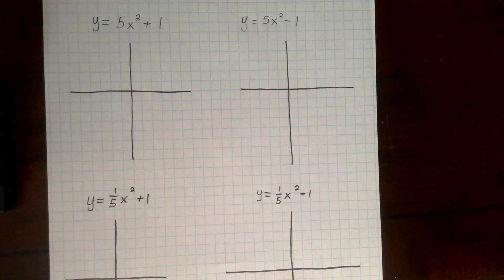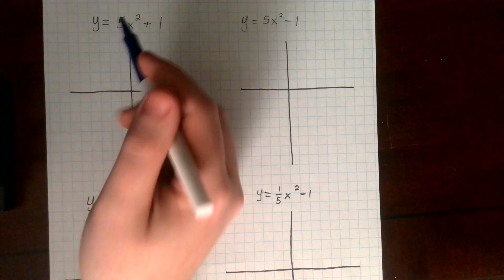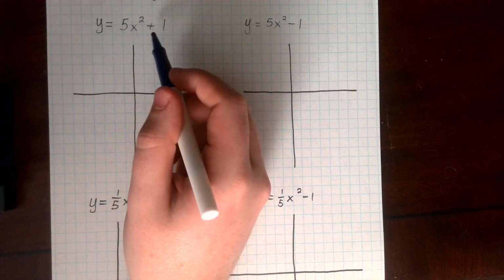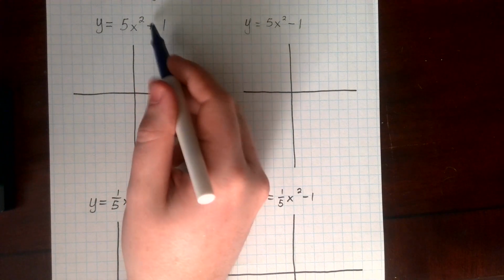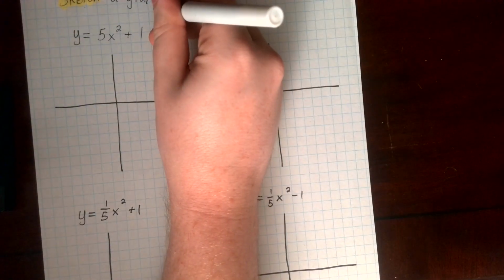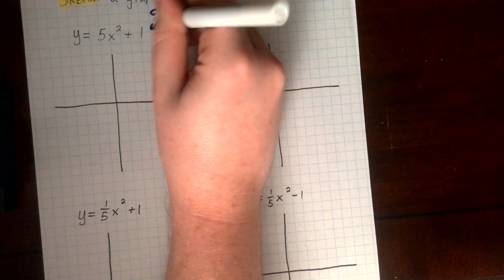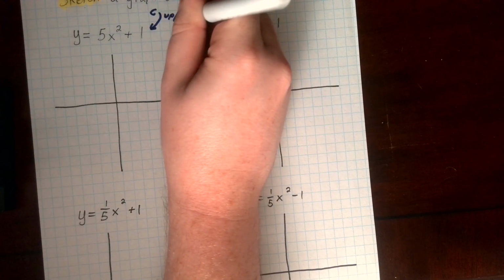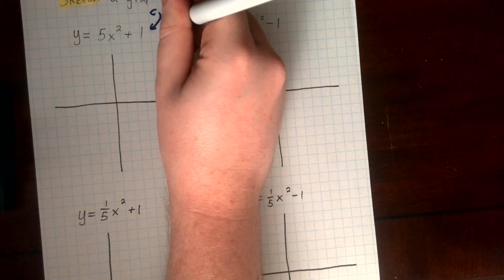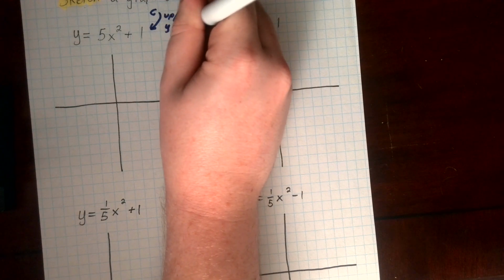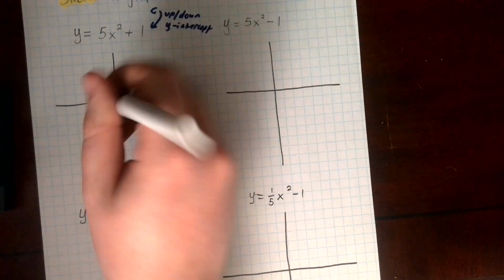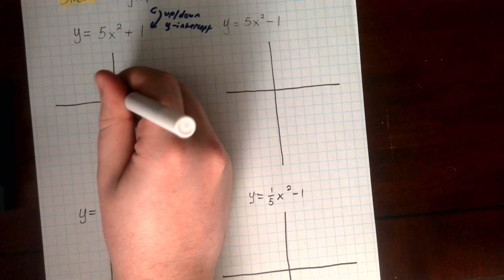All right. Hopefully you've had a chance to try this one out. Let's see. First things first, 5x squared plus 1. This plus 1, our c value, tells us how much up or down we go. In fact, it's our y-intercept. So we can just plop a dot right there.